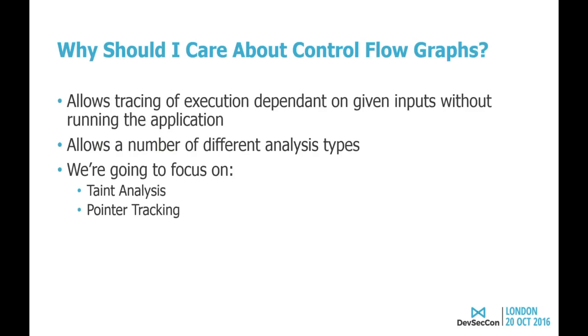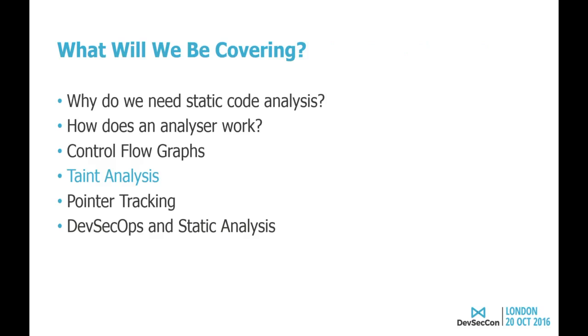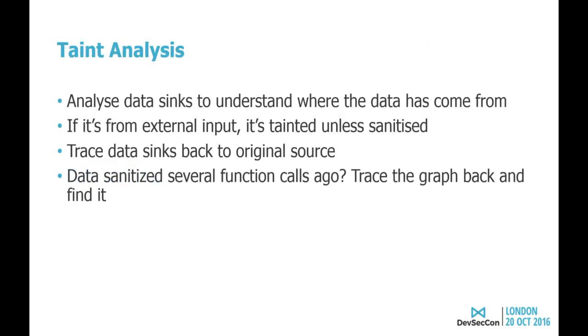So now that we can trace execution without actually executing the program, we can do a number of different types of analysis. The core ones we're going to focus on here are taint analysis and pointer tracking. So, taint analysis. Look for sinks of data. If you have a web application that's querying a database, the point at which the data goes into the database query function is an example of that. When you see some input being passed into a function like that, you can then walk back up your control flow graph to see where this data came in.